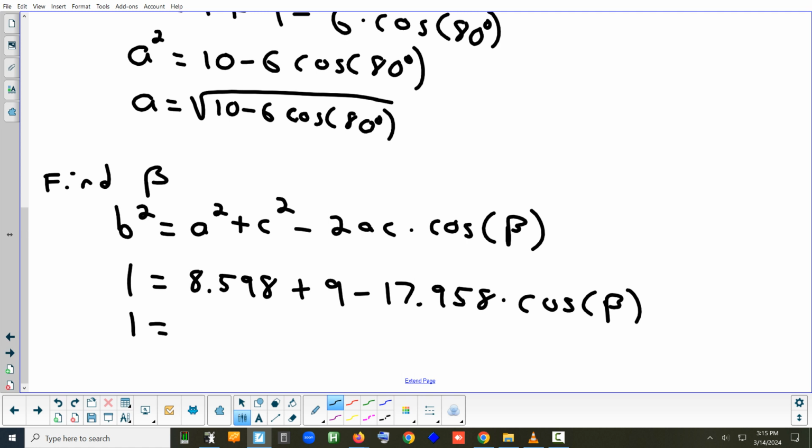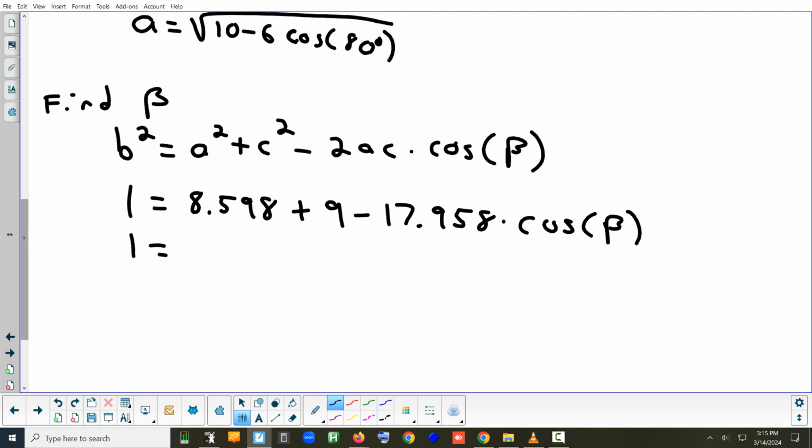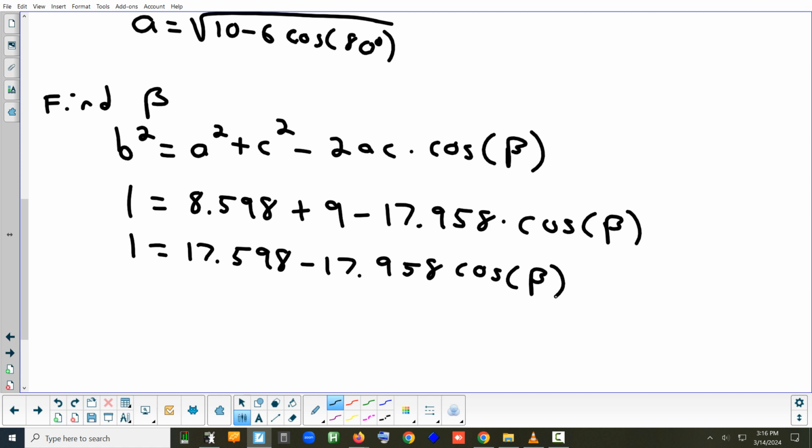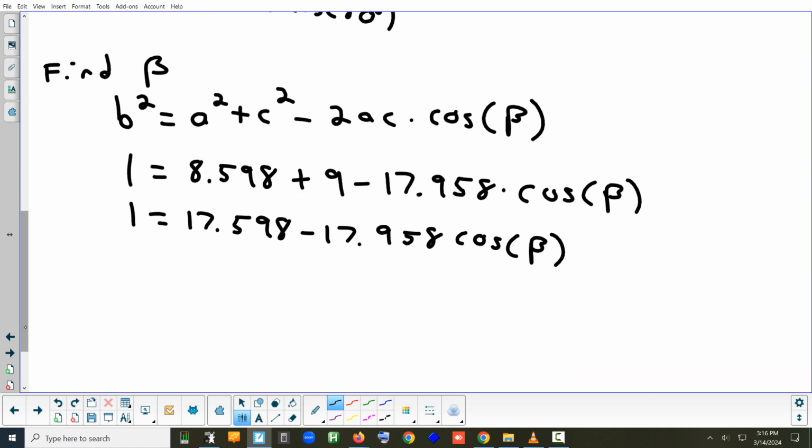Okay, what can we do first? Combine like terms. What are your like terms there? 8.598 and 9. Yep. And what's 8 plus 9 give you? 17. Yes. So 17.598 minus 17.958 cosine beta. Well, that's a little confusing. I thought they were the same number at first. Yeah, it's a little confusing. Okay, what do we do next?